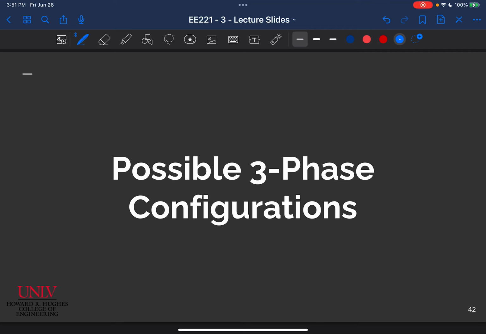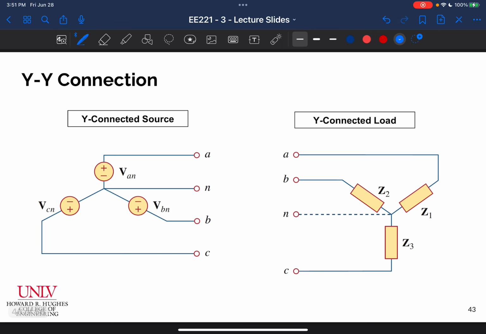All right, so there's 4 possible 3-phase configurations. We kind of talked about them already, but now I'm going to show them and make the connections, and you should be able to see what's going on here. If I have a Y connected source and a Y connected load, you can see that they're labeled here. There's A, B, C, and then the neutrals. These all connect one to the other by name. So A connects to A, B connects to B, C connects to C, and the neutral connects to the neutral.